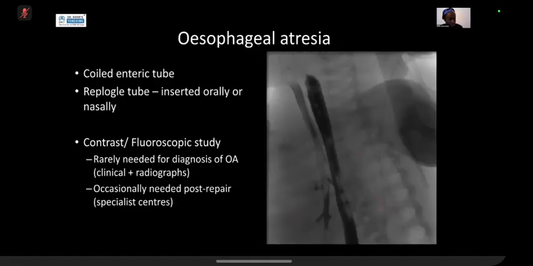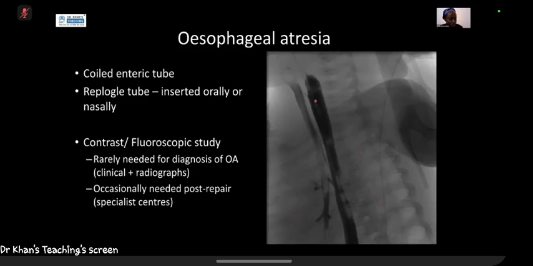Let's see if that shows up, to see if there's any evidence of a leak at the anastomotic site prior to feeding the patient. So what we'll do is gently withdraw the in situ NG tube, which they leave post-operatively, and then we'll put some contrast down and see if there's any evidence of a leak. This image actually shows a fistula.